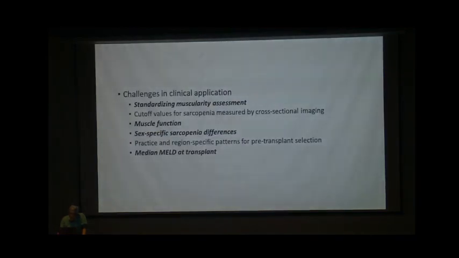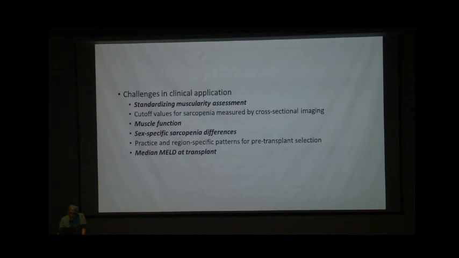But the challenge in the clinical application of sarcopenia is standardizing muscularity assessment. Whatever cutoffs we use have been taken from cancer patients. Recently, Dr. Jaya Benjamin has published cutoff levels in alcoholic cirrhotics, and Carey et al. have also published newer cutoffs for cirrhotics. So there is no standardization. The cutoff value for sarcopenia is measured by cross-sectional imaging, and there is no comparison between methods, because a few studies assess psoas muscle thickness, while a few take muscle area at the L3 level.